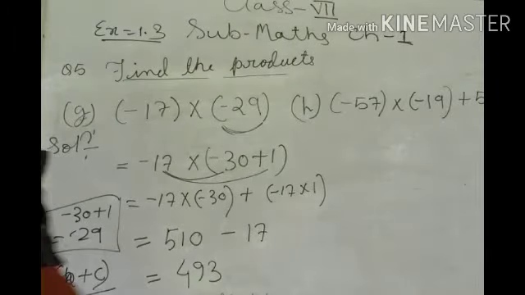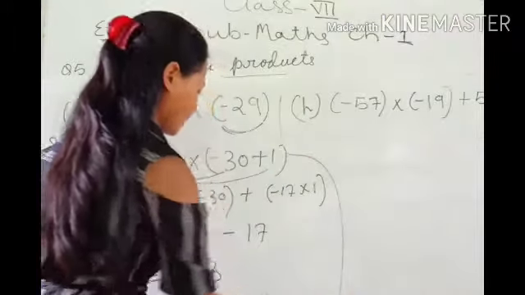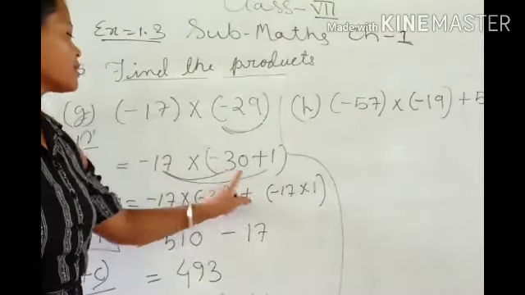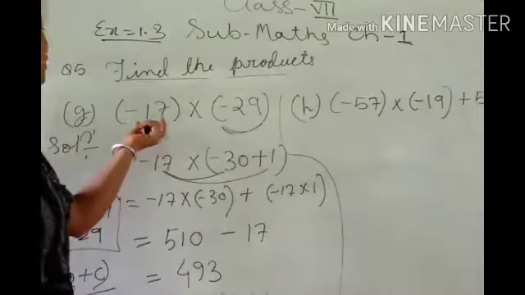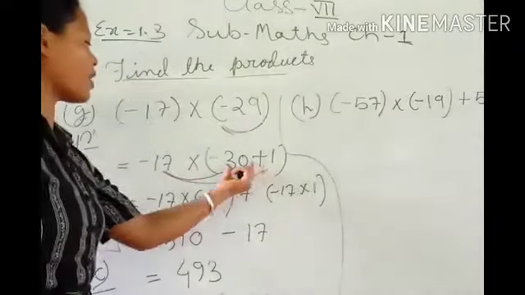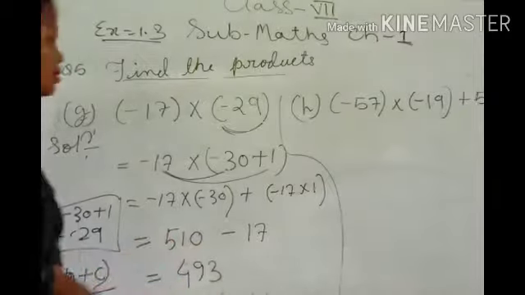Now next, I will solve H here. Hope you have understood. I made 29 as minus 30 plus 1, because multiplying 17 into 29 is not easy. So we have to make a round figure to make it easy. You can do it in this way.